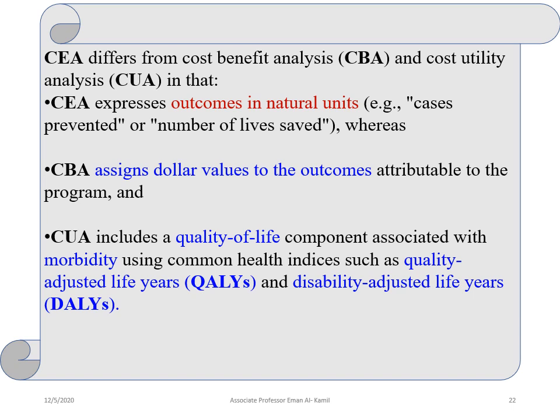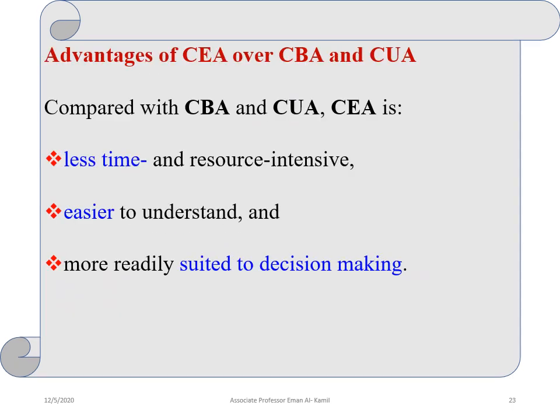What is the quality of life of this individual living with disability, for example? They take it into consideration, and how much the expense of living with the disability will be compared to the cost of the alternatives. So the advantage of cost effectiveness analysis over cost benefit analysis or cost utility analysis compared is that it is less time and resource intensive and easier to understand and more readily suited for decision making. It is most likely to be used because it needs less time and it is easier.